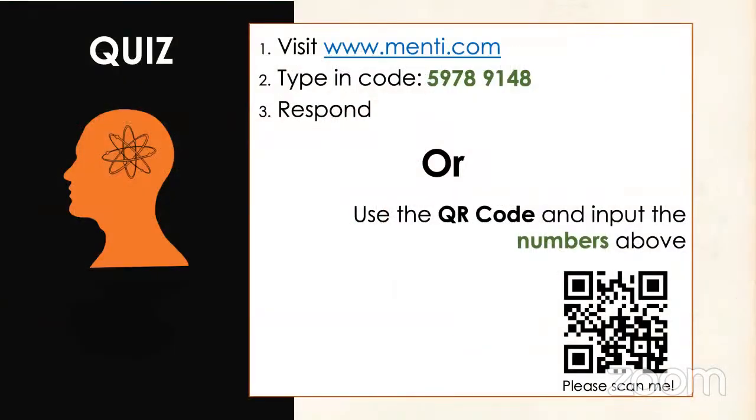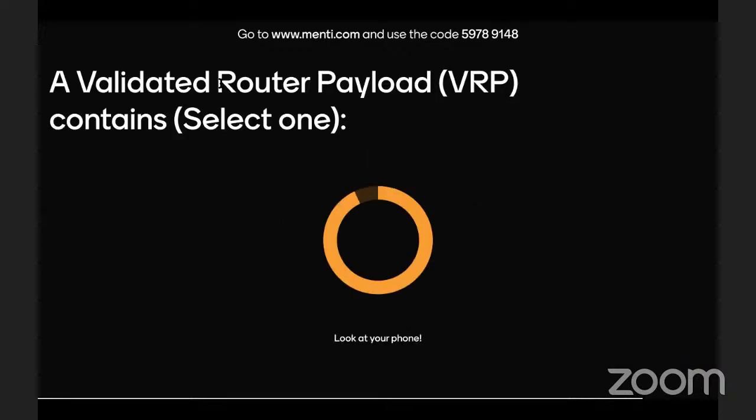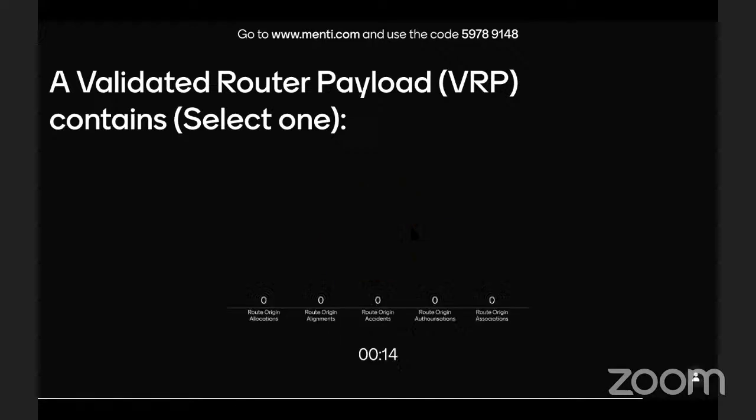So another quiz again within that quick crash course. Let's go quickly to our last question. VRP contains what? Select one option here. What contains a validated route payload?